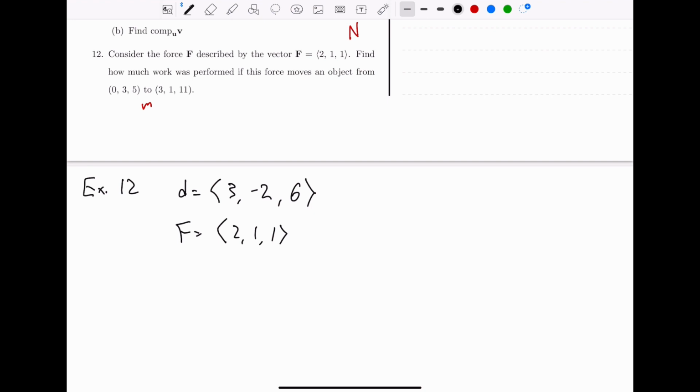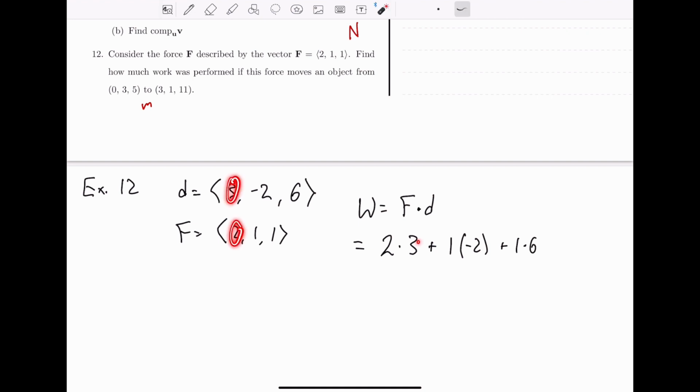Now I can calculate work very simply by taking the force vector dotted with the displacement vector. So I take the x component of the force vector, 2, times the x component of the displacement, 3, and now I add 1 times negative 2, finally 1 times 6. So we multiply the x components together, 2 times 3, the y components together, 1 times negative 2, and the z components, 1 times 6, and add the results, and we have the dot product.